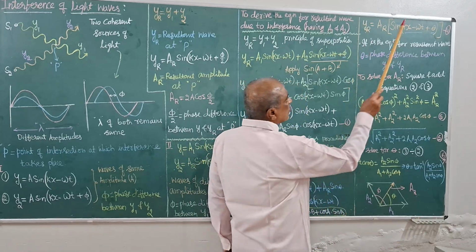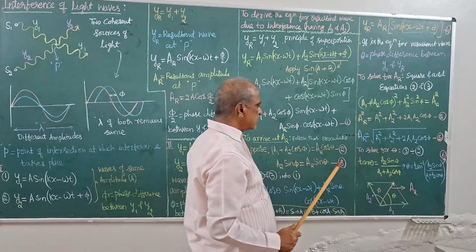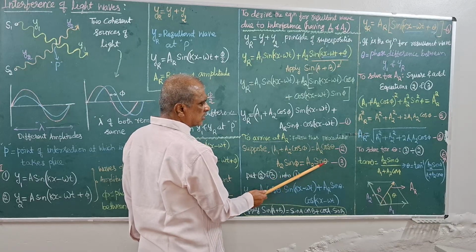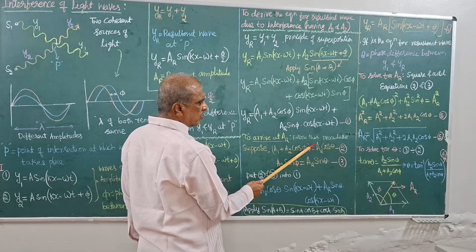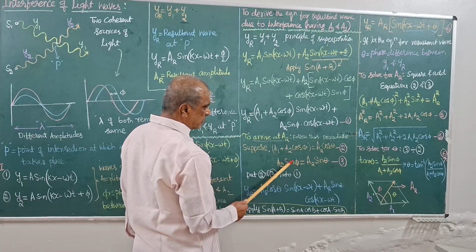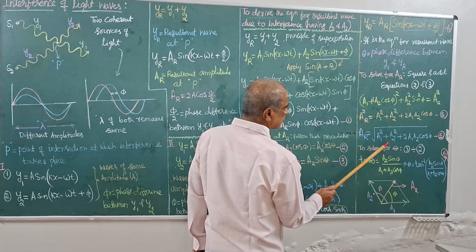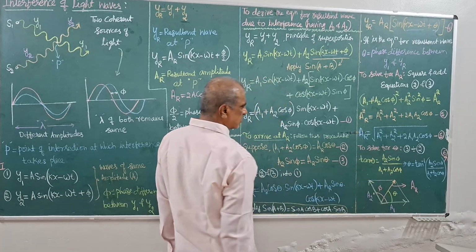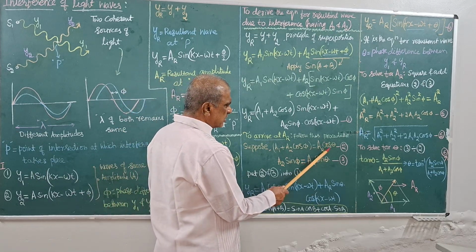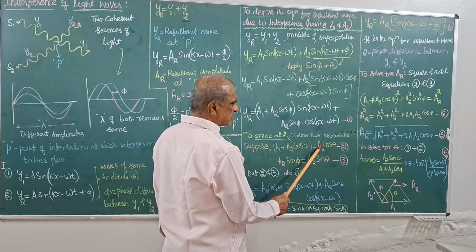Now you have to solve for theta. What is theta? It is this. To get it, use the same equations: divide equation 3 by equation 2. Here 3 is this, divided by 2. On the left hand side, that is A2 sin phi by A1 plus A2 cos phi. On the right hand side, sin theta by cos theta is tan theta, and the AR cancels.